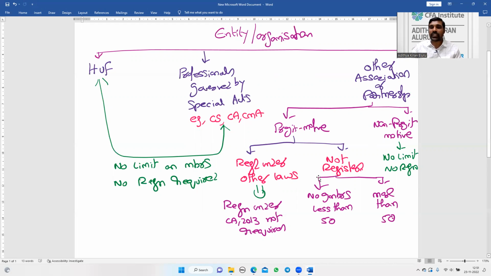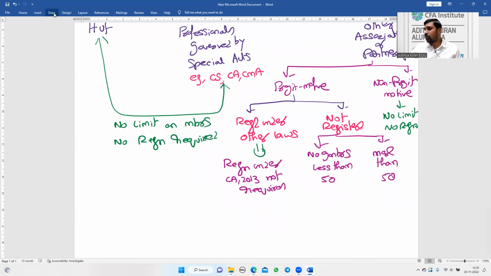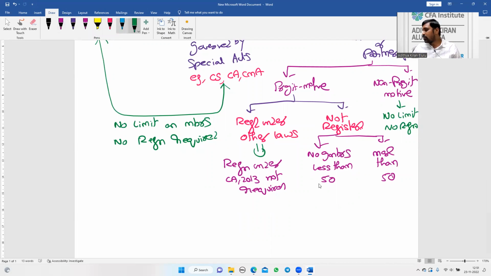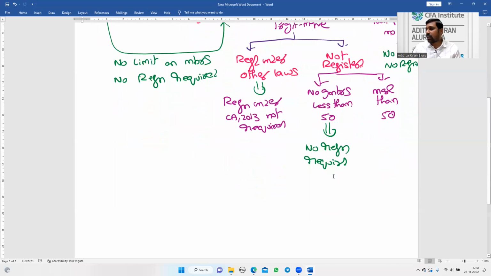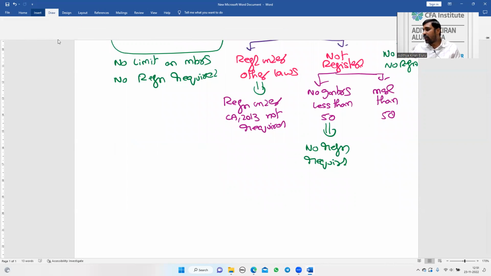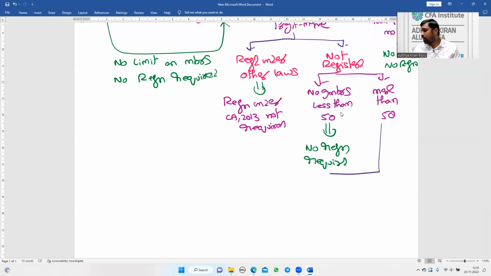If the number of members is less than 50, no registration is required. If the number of members is more than 50, then registration is mandatory under Companies Act 2013.